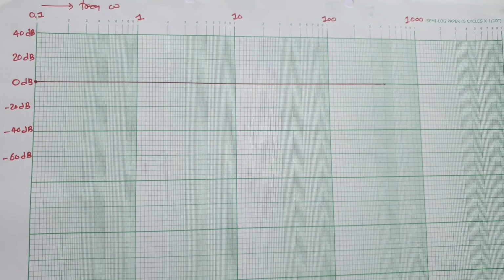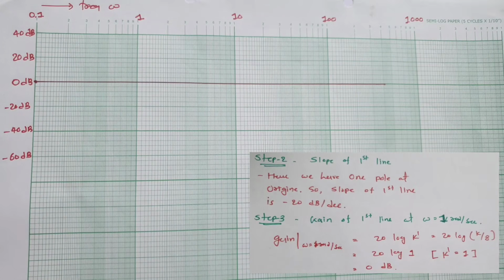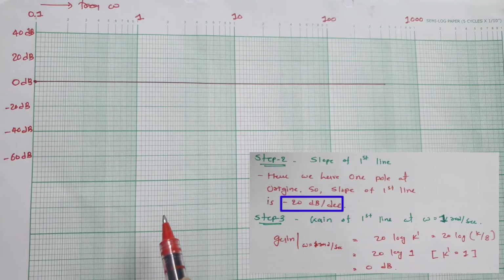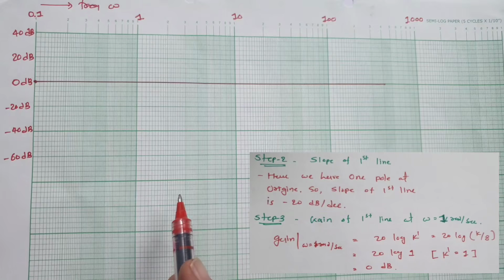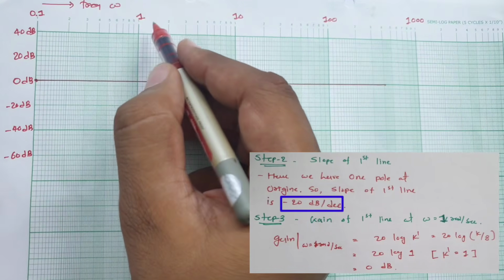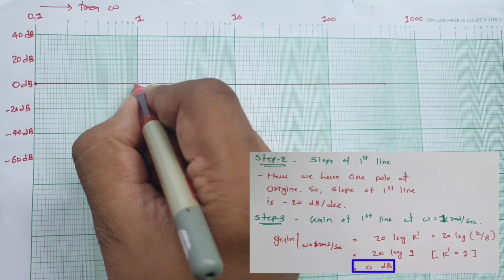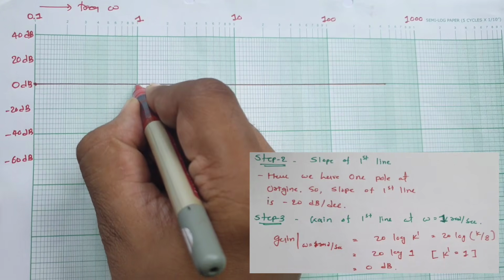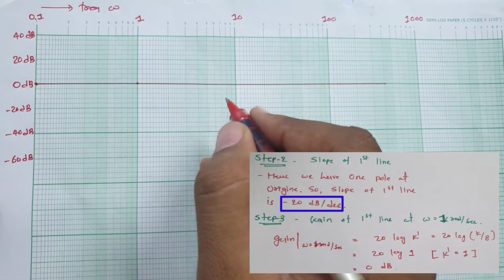Now let us try to understand what will be our first line as per the calculation. As per the calculation, our first line has a slope of minus 20 dB per decade, and gain is 0 dB at omega equals 1 radian per second. So omega equals 1 radian per second is this point over here, and the slope is minus 20 dB per decade.